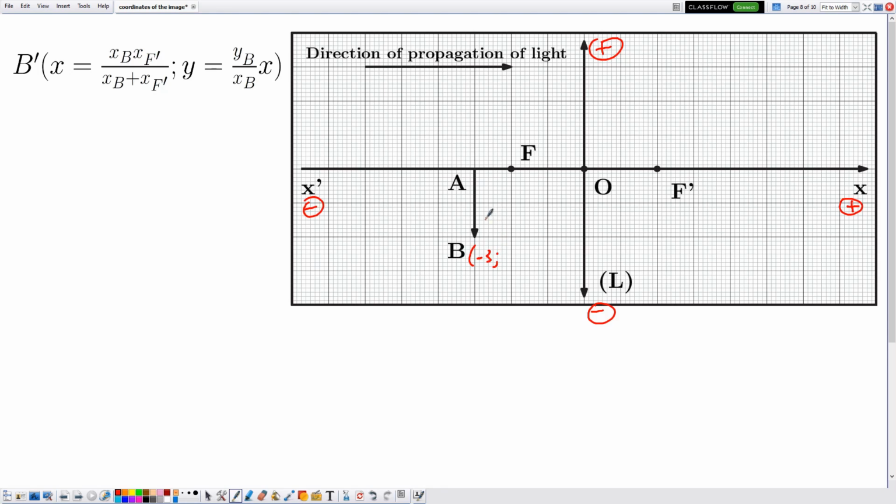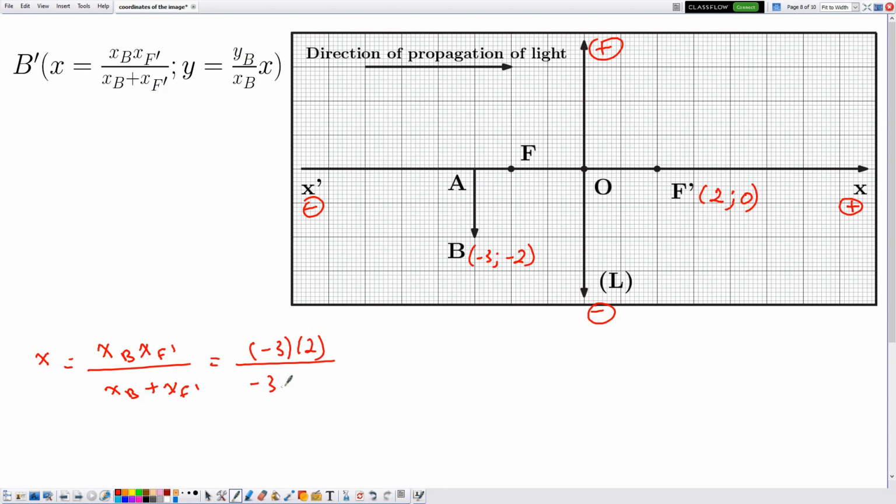And because the point B is located in the negative y direction, it's given by minus 2. Now the point F prime is located in the positive direction, 2 divisions, so it's 2. And it is on the x-axis, so it's 0. So now x is equal to xb multiplied by xf prime divided by xb plus xf prime. So minus 3 multiplied by 2 divided by minus 3 plus 2, this will give us minus 6 divided by minus 1, so the value of x is given by 6.